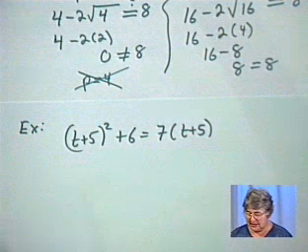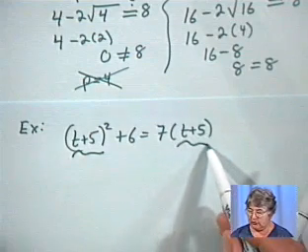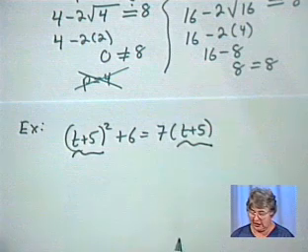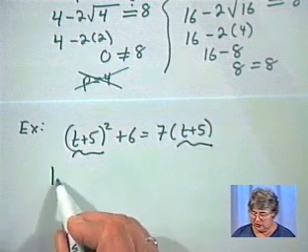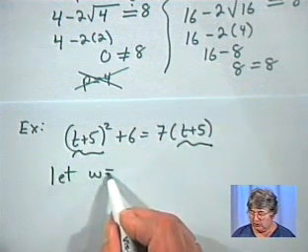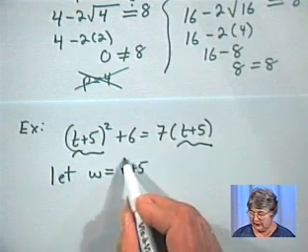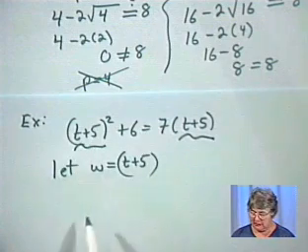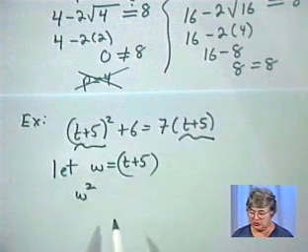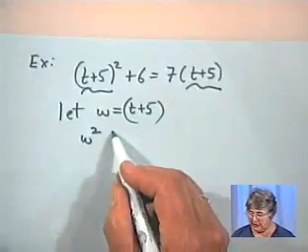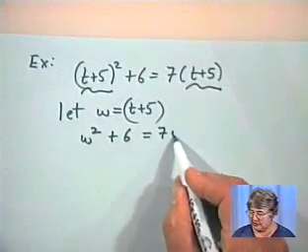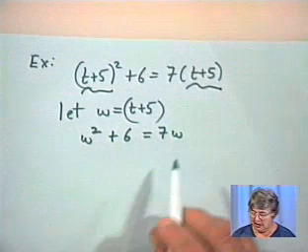But if you notice that we've got (t + 5) squared, and here we've got a t + 5, which is not squared, then once again we might make a substitution. So let's say let w equal t + 5. Now we'll substitute into this quadratic equation. This (t + 5) squared will then become w squared. So we'll have w squared plus 6 equals 7 times w. And there we go.